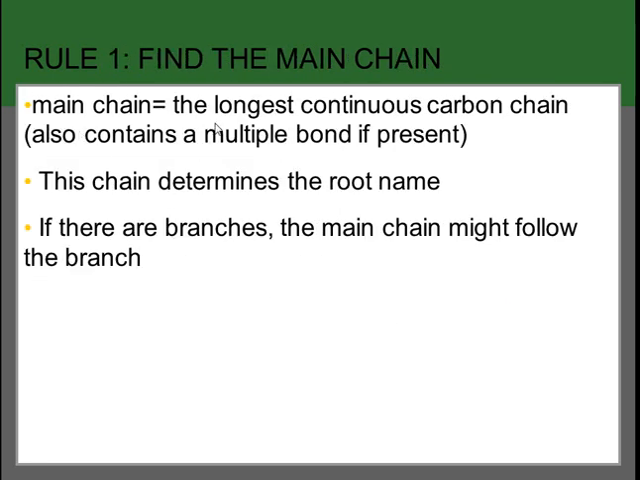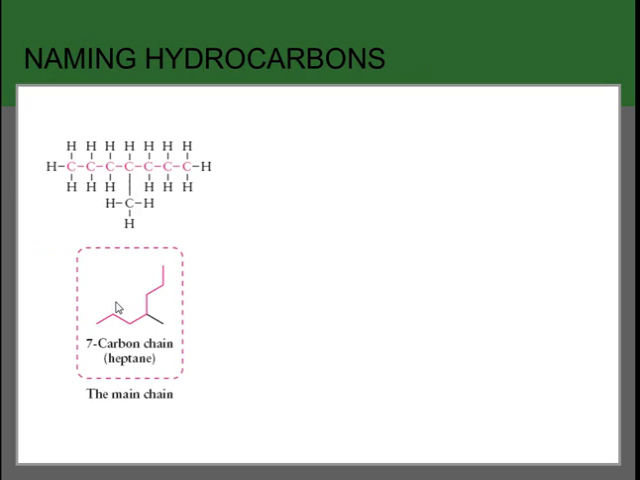So the main chain is going to be the longest continuous carbon chain. It will also contain a multiple bond if present. And this chain determines the root name. Be careful assigning the main chain, because if there are branches, the main chain might follow a branch. Remember, we want to get the longest continuous carbon chain. So for example here, the main chain is outlined in pink. It's 7 carbons long. It is not this 5 carbon chain on the bottom here, because that leaves us this 3 carbon branch. If we count a different way, 1, 2, 3, 4, 5, 6, 7, we get a 7 carbon main chain. Another way to draw it is with this expanded structural formula here, 7 carbons, and the 4th carbon has a branch.